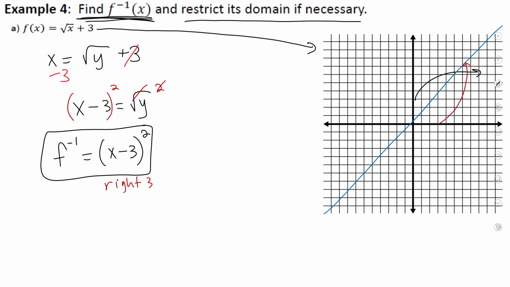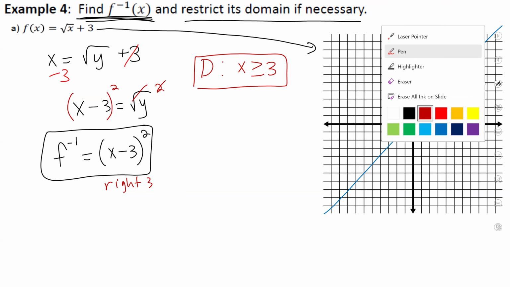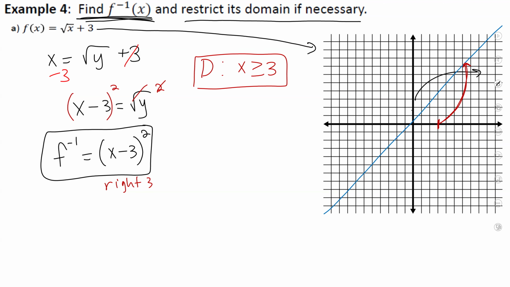Okay, so what we did is we just kept the graph where it was bigger than 3. So your domain needs to be x is greater than or equal to 3. This is what the domain needs to be. Now, to figure that out without having to draw a picture, just think about what the range for this is. The original went up 3, so that means your range is y is greater than or equal to 3. Well, then that means that's going to be the domain of the inverse.